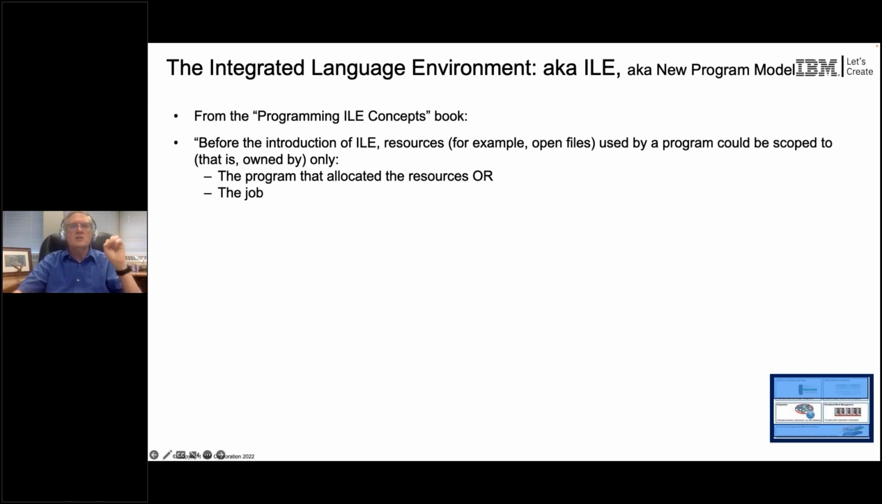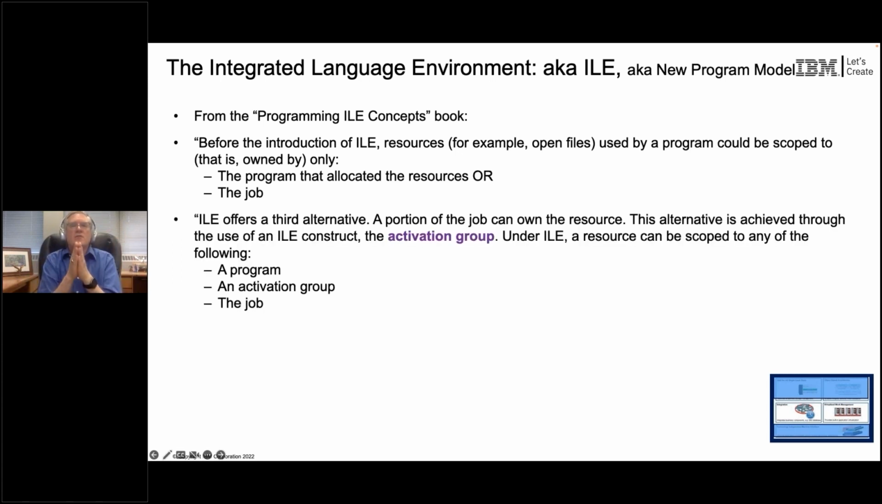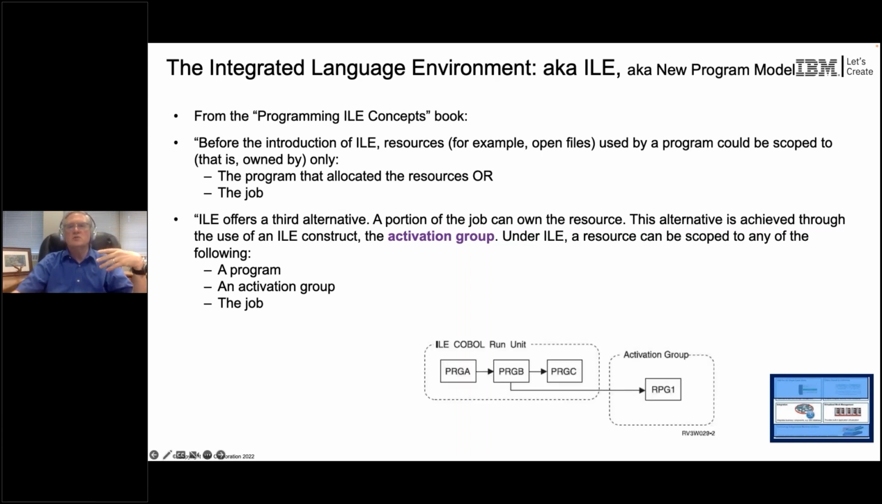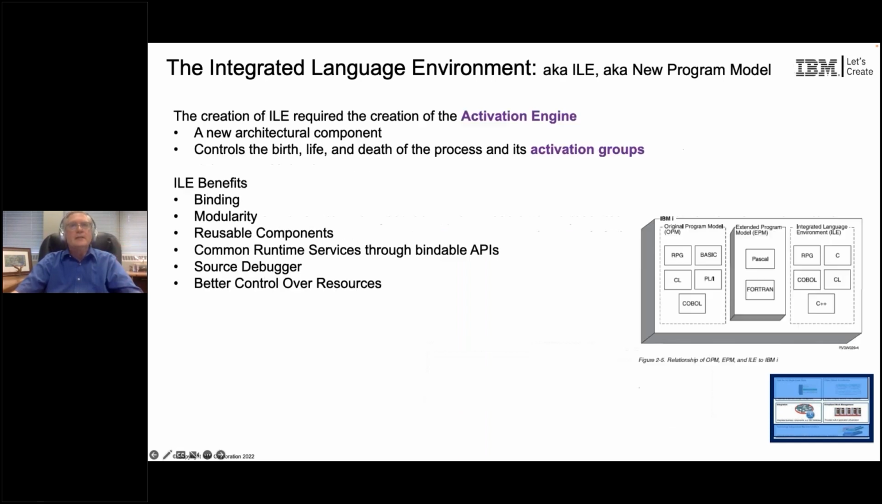Okay, there was no way to share them across things. ILE offered a third alternative that allowed you to create a group of programs that all had access to these things at once. So it certainly could be a program, it could be a job, or it could be this activation group. As you created more modular pieces of code, you didn't have to have it all running within a program, and the job wasn't efficient enough. If you created an activation group, you could share these resources much better. And so we had this concept of an activation group that had to get added to the architecture.